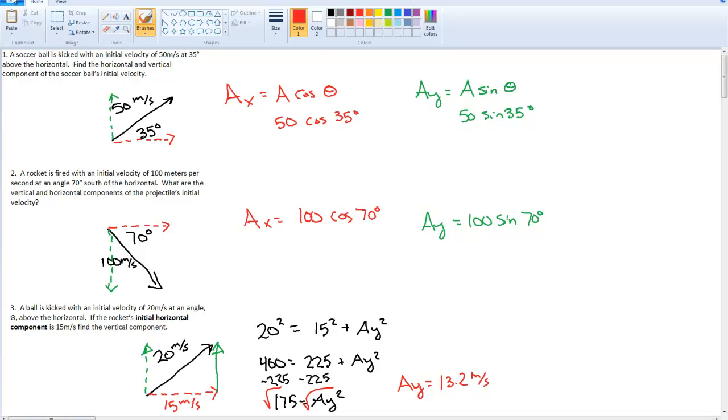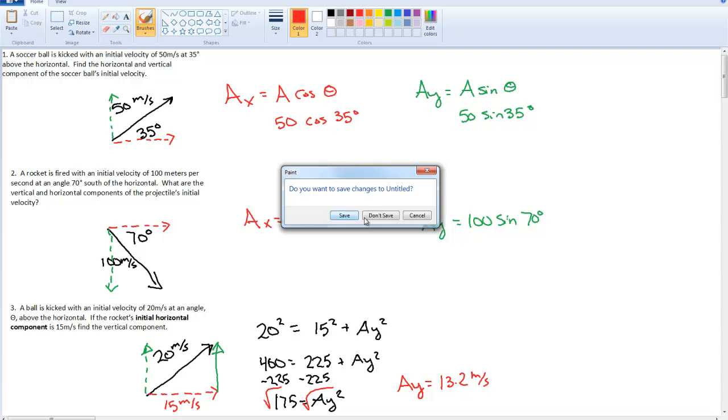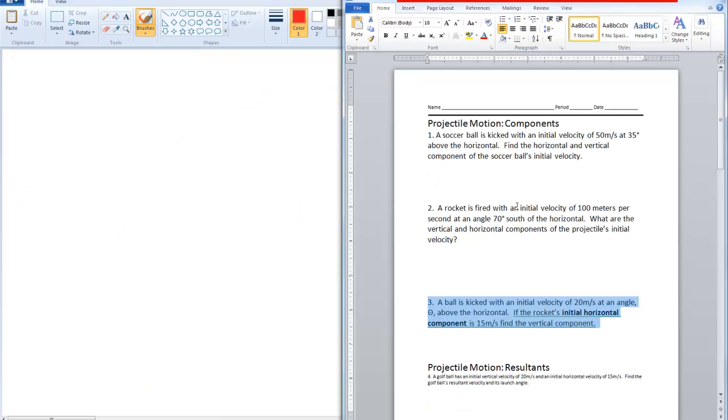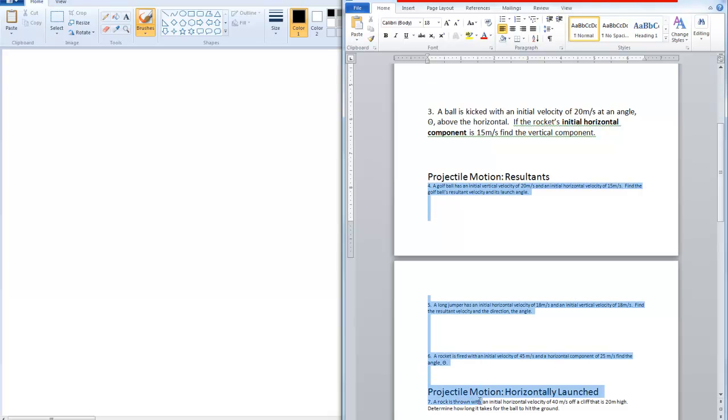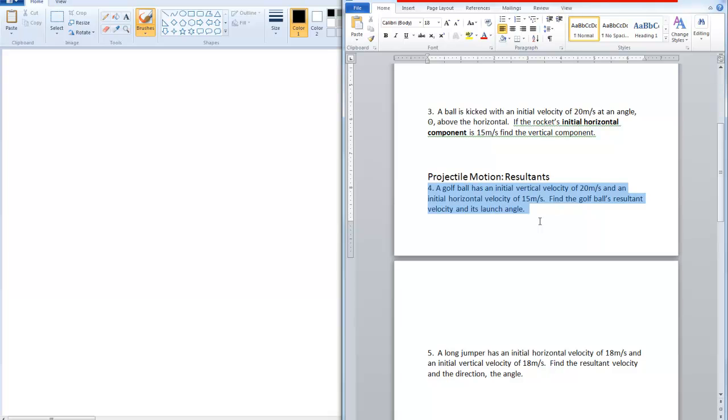So let's move on. 4, 5, 6. Don't save that. Let's make these size 18. All right, so question 4.